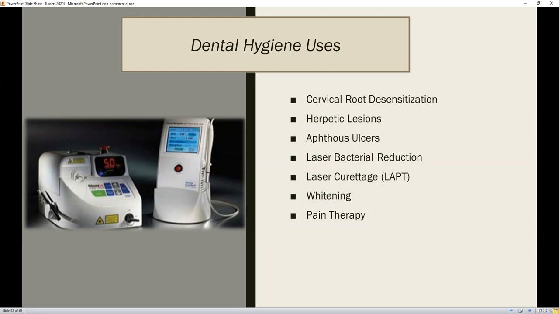This is the diode laser. Now, this is where we come in. You're going to see a lot of different lasers for dental hygiene use. We can use it for cervical root desensitization as well. But what is the traditional way of desensitizing a root surface? You may also see this for herpetic lesions, aphthous ulcers, laser bacterial reduction, and laser curettage, as well as whitening and pain procedures.